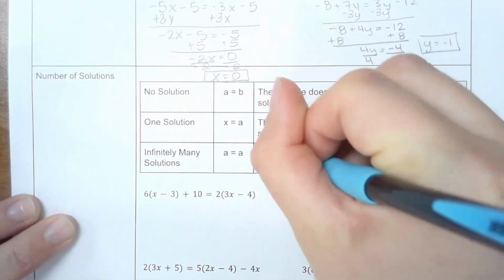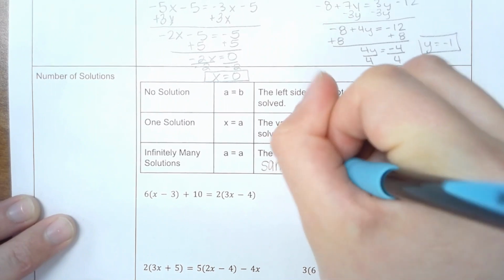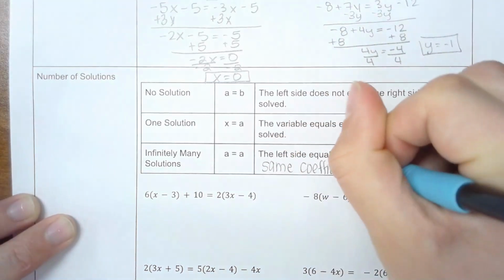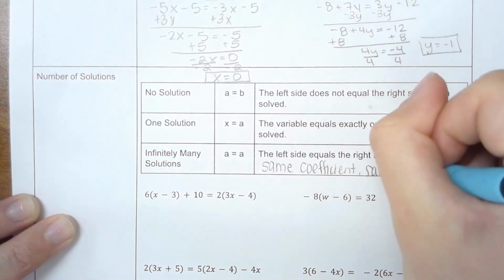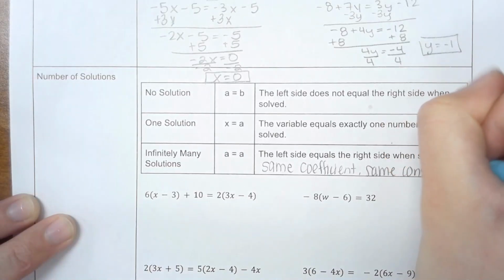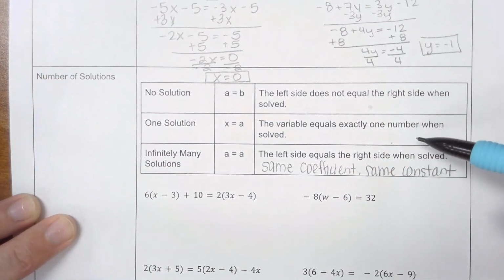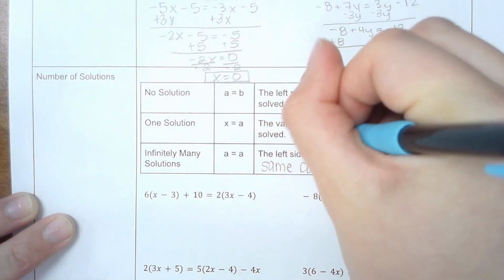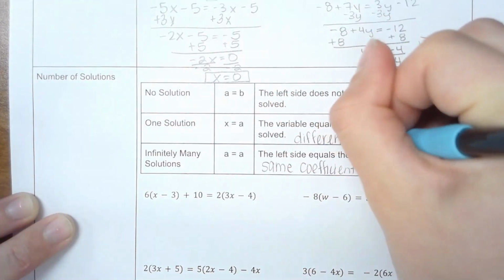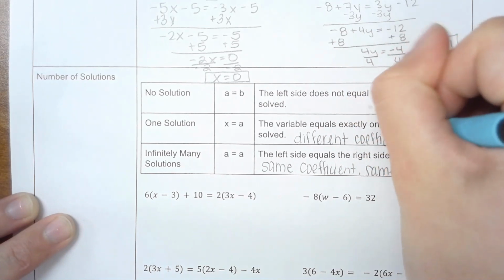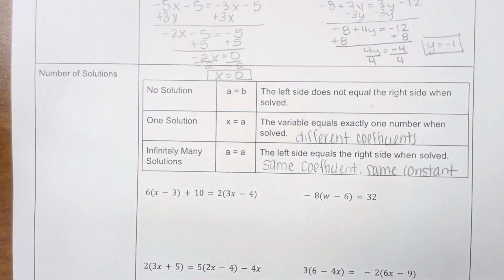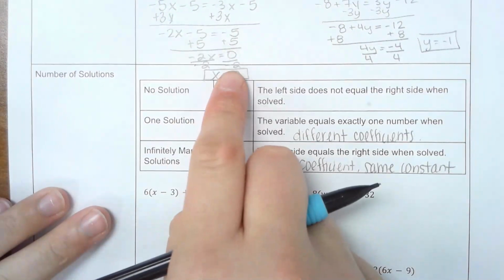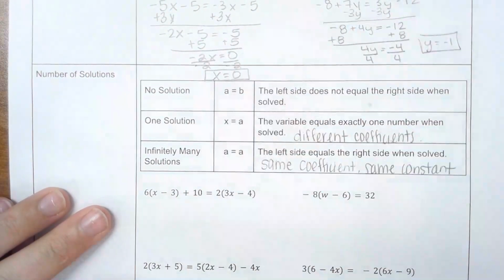Okay. So in class, I talked about if you have infinitely many solutions, that means that you have same coefficient and same constant. When you have one solution, you have different coefficients. And your constants don't matter. They can be the same or they can be different, because if they are the same, just like this one, you just end up with 0, which is still a solution.